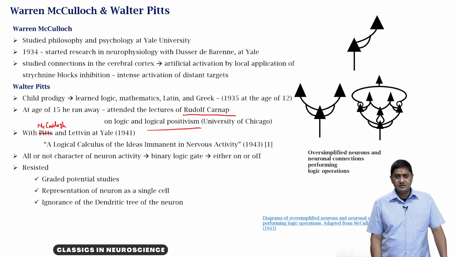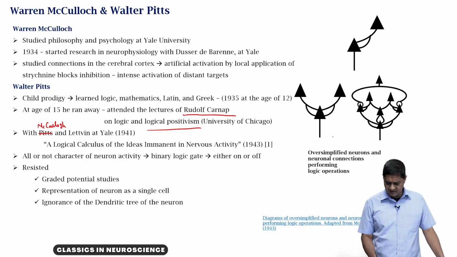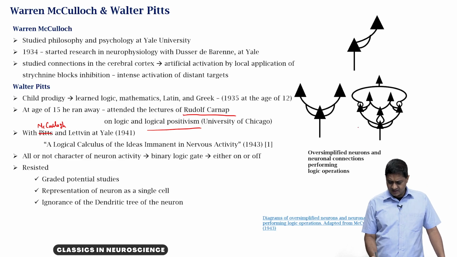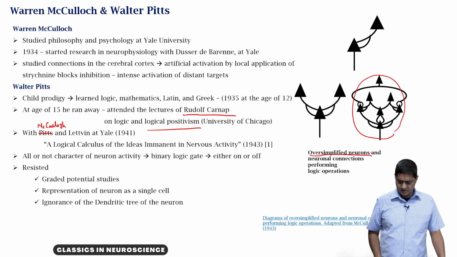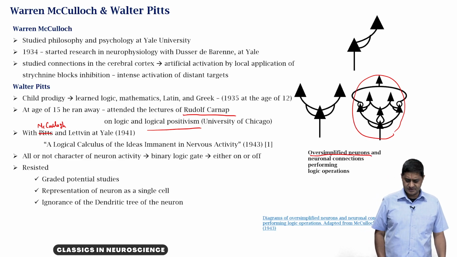Of course, they did not include graded potentials, or representation of the neuron as a single cell. They practically ignored the dendritic tree and all those things. So, essentially they were not using the complicated neuronal connections, but rather using oversimplified neurons and neuronal connections that performed logical operations. This may not be perfect to describe the actual reality, but this is what they first attempted.